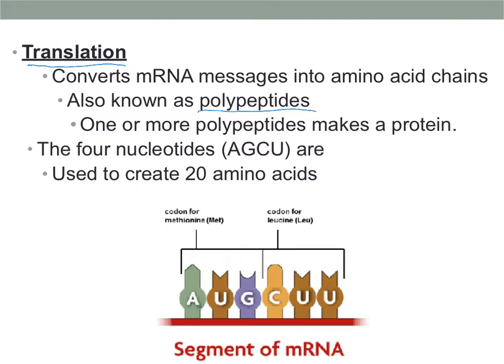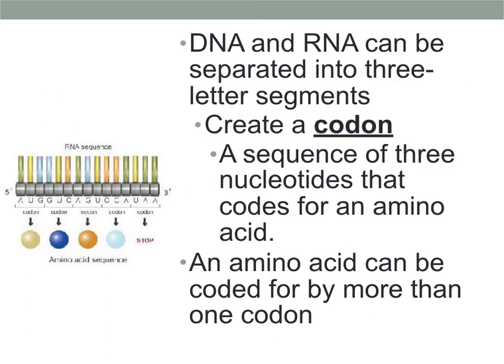One or more polypeptides would make up a protein, and the four RNA nucleotides, adenine, guanine, cytosine, and uracil, are used to code for or create 20 different amino acids that will be used for protein synthesis, or formation of a protein. DNA and RNA can be separated into 3-letter segments. These 3-letter segments would be used to create something called a codon. A codon is a sequence of 3 nucleotides that would code for a specific amino acid.